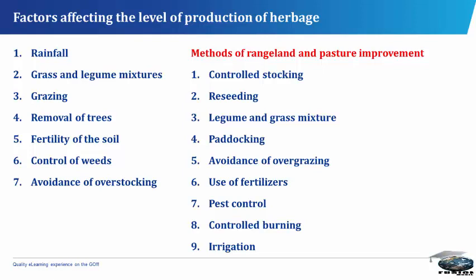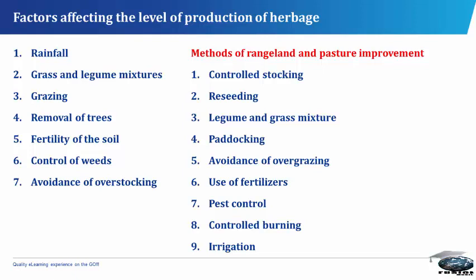Five, fertility of the soil. The soil on which herbage plants grow must be fertile so that their production can be enhanced. Six, control of weeds. For herbage plants to improve their productivity, weeds must be removed from the rangeland regularly, since they compete with herbage plants for nutrients, space, and sunlight. Seven, avoidance of overstocking. The correct number of animals should be allowed to graze on a specified area of pasture.